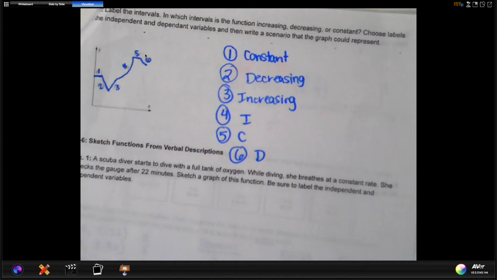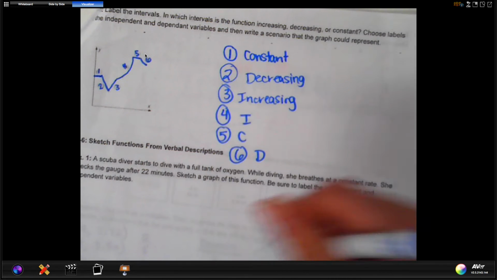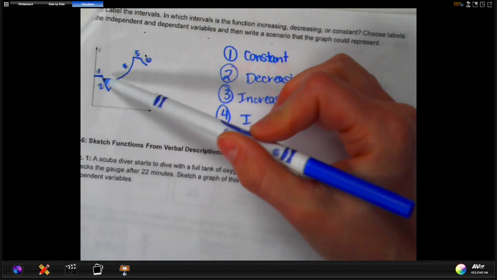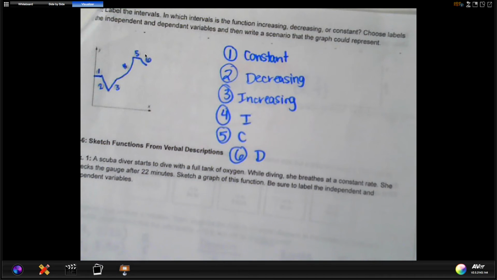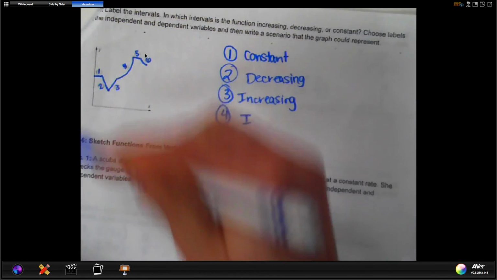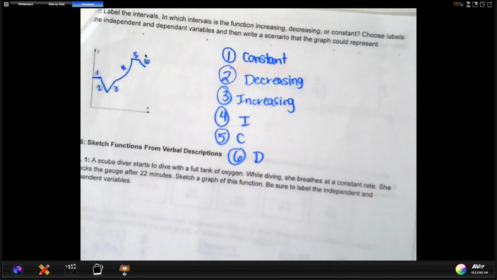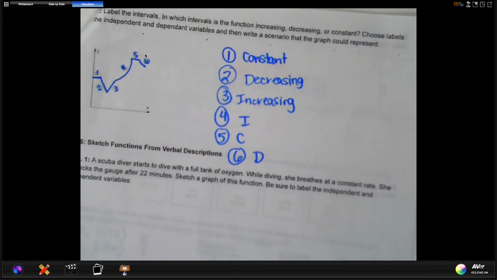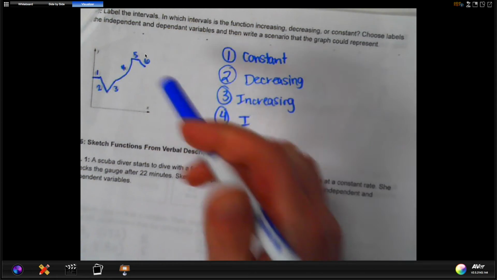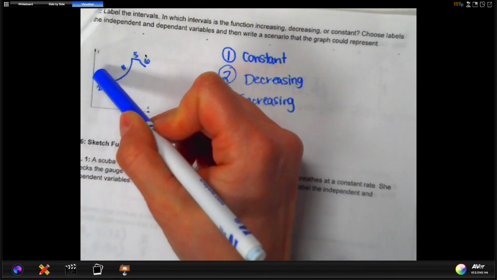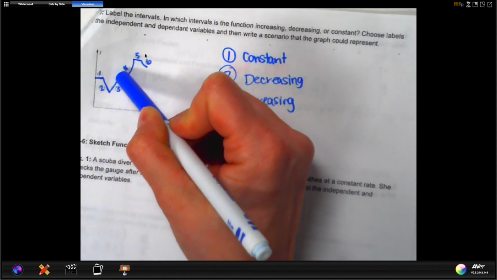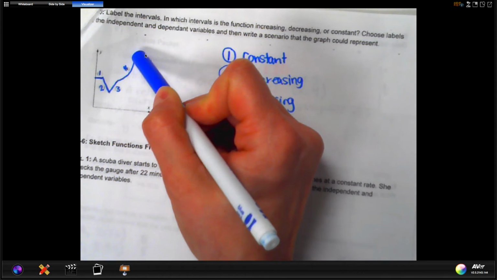So in this case, what could be happening here? And what could we label these things? Well, maybe this could be a ride at a theme park, a roller coaster of some sort. It would be starting at a constant and then do a dip and then it goes up the hill and then constant again and then back down.